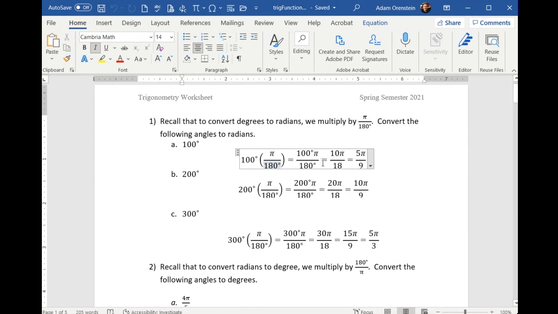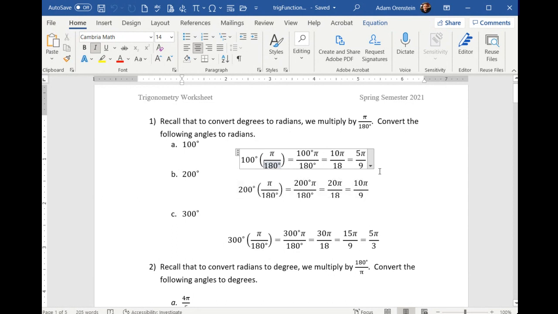The degree symbol goes away. It looks like an exponent here, but it's really not an exponent. So that's gone. Also, you can cancel a 0 from the top and bottom. In other words, you divide both top and bottom by 10, and you get 10 pi over 18. But 10 and 18 have a common factor of 2, so you actually reduce this to 5 pi over 9.